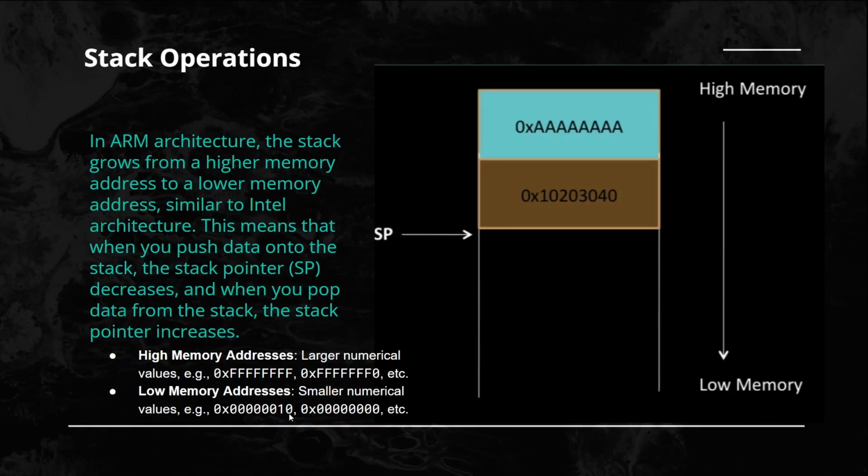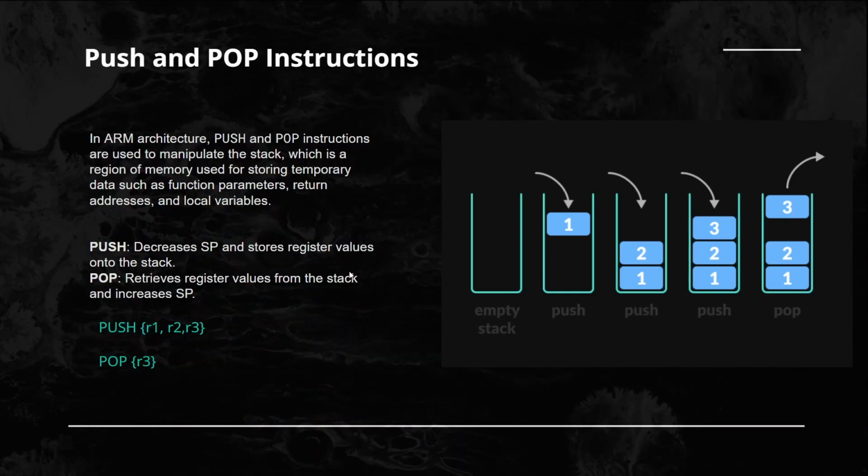Now let's look at the stack operations, push and pop. Push and pop instructions allow us to interact with the stack. The push instruction saves the register into the stack: it decreases the stack pointer and then stores the specified register at the new stack location. The pop instruction retrieves data from the stack into registers. It loads the value from the stack into the specified register and then increases the stack pointer.